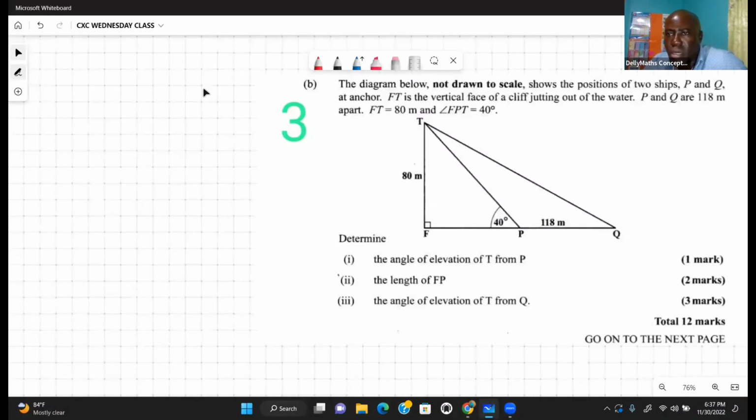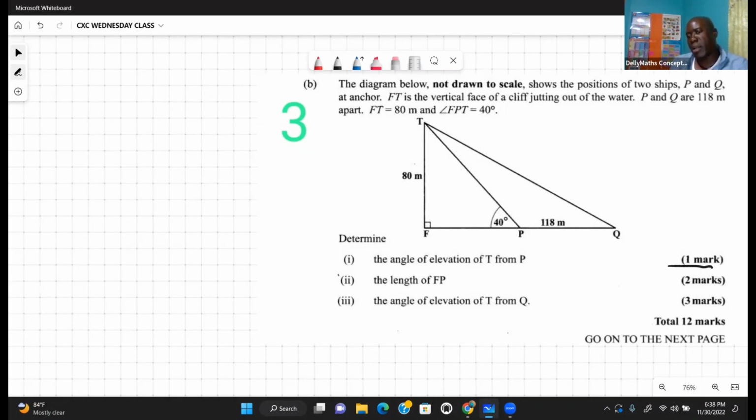P and Q are 118 meters apart. They give us FT is 80 and they give us an angle of 40. So let me check this question. Hopefully everything is about right angles. All right, let's find what they want.